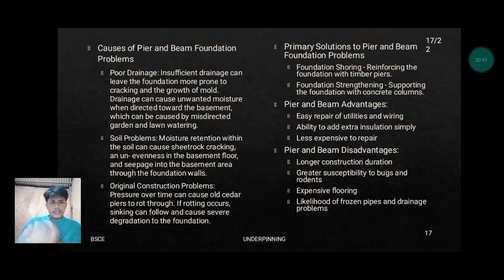So, pier and beam advantages. The pier and beam underpinning method has its own advantages and disadvantages. One of its advantages is easier repair of utilities and wiring, the ability to add extra insulation simply, and less expensive repair. While its disadvantages are longer construction duration, greater susceptibility to bugs and rodents, expensive flooring, and lastly, the likelihood of frozen pipes and drainage problems.